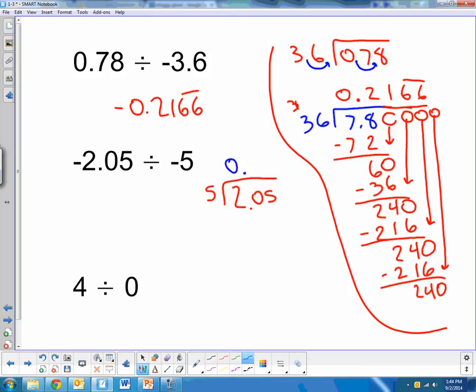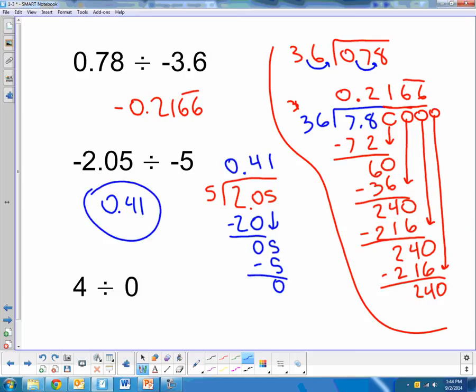5 goes into 20 4 times. 4 times 5 is 20. Pull down that 5. 5 goes into 5 one whole time, and that works out exactly the way we want it to, with no remainder: 0.41. Now I've got a negative 2.05 and a negative 5. They have the same sign, so it's going to be positive. Even if they're both negatives, it's still a positive result.